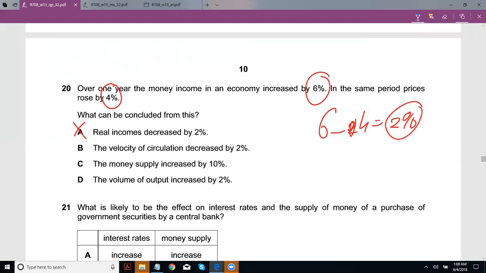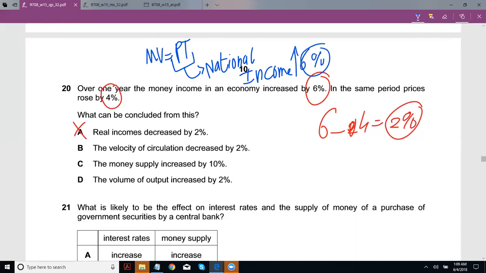Your MV equals PT. Now, if you think about this, PT is really your national income or your GDP, because T is total number of transactions, which can also be substituted with total output, and GDP is the monetary value of that output. So price times total output gives you national income. It's not in real form though, but how can we link this to this question? If we say that the money income in an economy, the national income, increased by 6%, but at the same time prices rose by 4%.